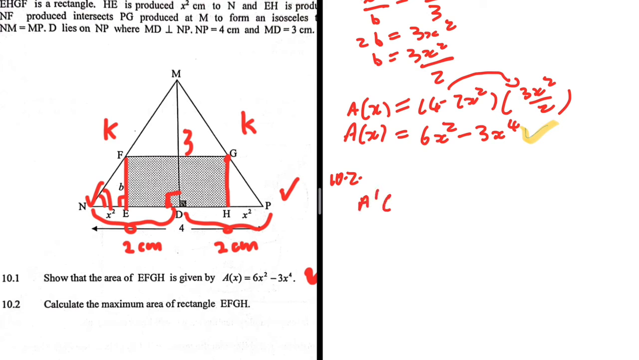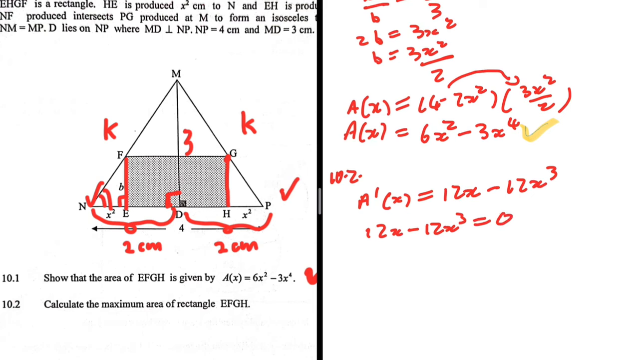So A prime of x, let's differentiate from the get-go, will be equal to 12x. And then 3x to the power 4: if we differentiate, 3 multiplied by 4 gives us 12, and then x to the power 3. So we need 12x minus 12x cubed to be equal to 0. We differentiate and we want to find the maximum.